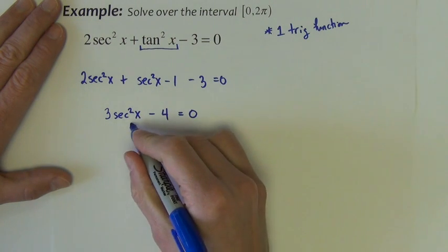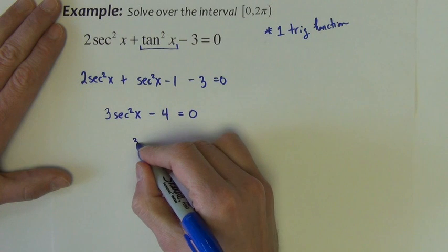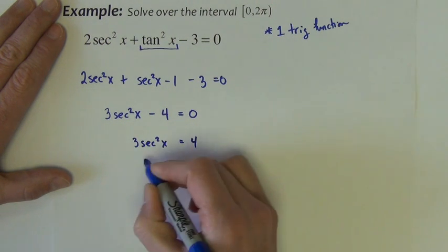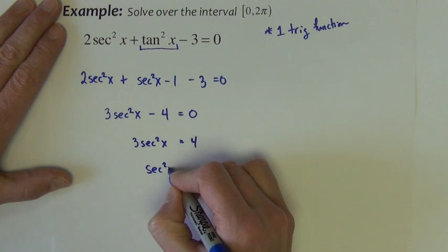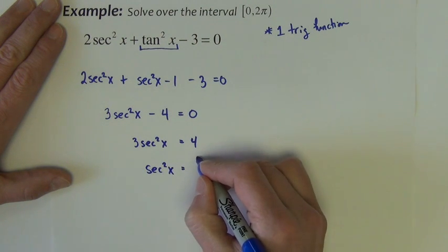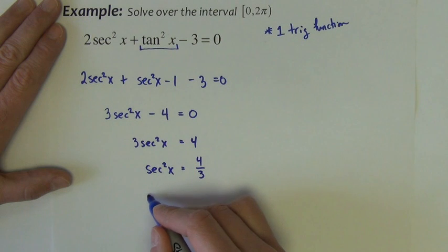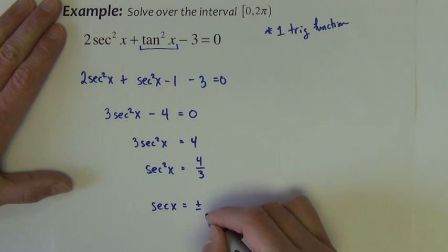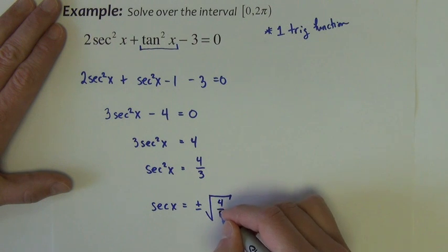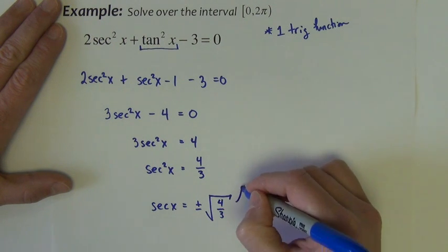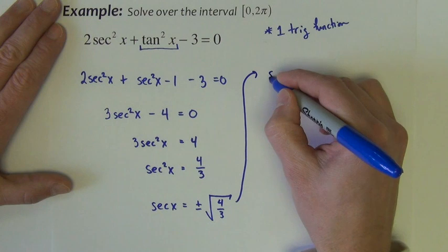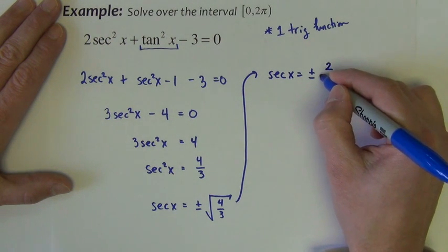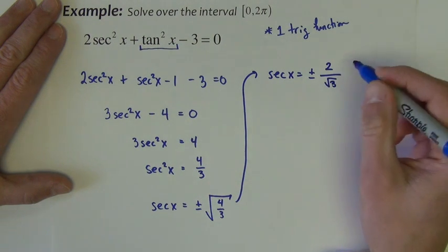Solving this for secant squared, I'm going to add 4. So 3 secant squared x equals 4. I'll divide by 3. So secant squared x equals 4/3. I'm going to take the square root. So secant x equals plus and minus square root of 4/3. Okay, let's come up here so we have some more room. Secant x equals plus or minus 2 over square root of 3.